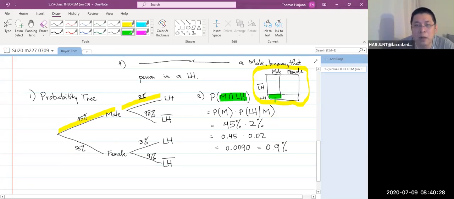So male and left hand at the same time is 0.9% of the whole population. Now this left hand here is 2% of the male. If you see that from the male point of view, it's 2%. But if you see that from the whole male and female, or whoever we get in our population, it's actually 0.9%.